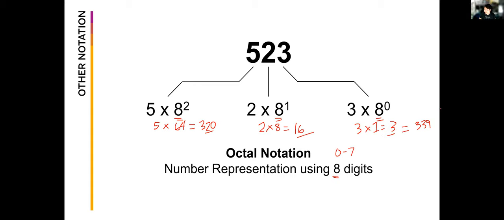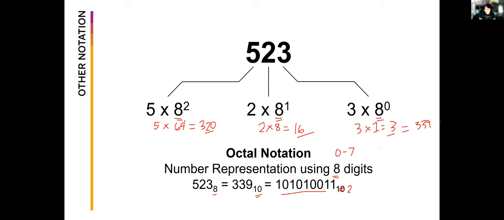Correct. Who was that? Sorry, I didn't see the microphone. Lucia. Okay, thanks, Lucia. That means 523 in base 8, or in octal notation, is equal to 339 in decimal notation. And if we want to look at the binary, this is the equivalent binary for this 523 in octal notation. Are there any questions? So far, is the math manageable?